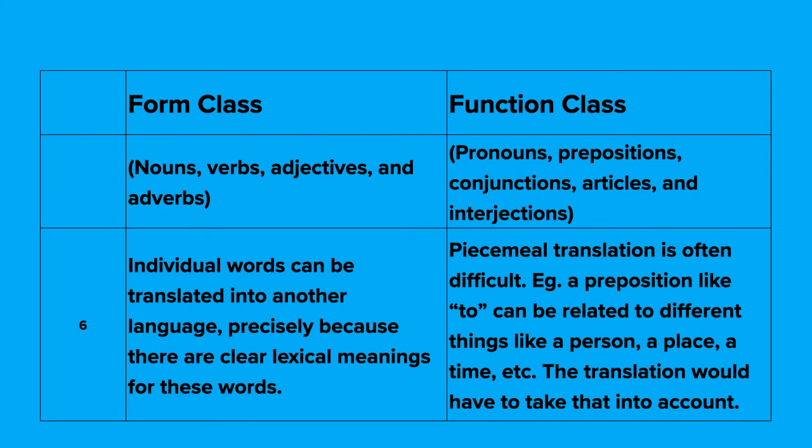And the last point: as far as form class words are concerned, those individual words can be translated into another language precisely because they have clear lexical meanings. So in the first point we said that form class words have clearly definable lexical meanings. If you look in the dictionary, you will find the clear meaning of those words. Because of that, an individual noun or a verb or an adjective can be translated into another language.